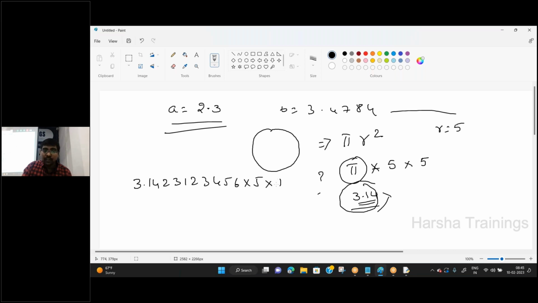Now, suppose your number is 3.142312345 into 5 into 5, what is the answer? Don't calculate. The answer also has many digits after the decimal point. My question is, after performing the calculation, I need only 2 digits after the decimal point. Only 2 digits of precision. For that, we have some additional topics.